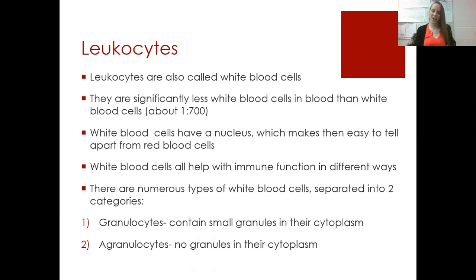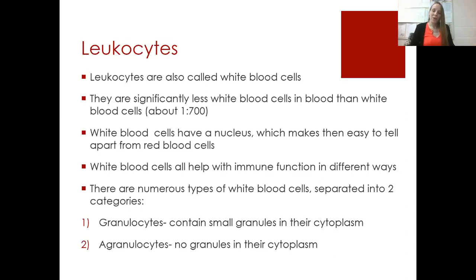Okay, so that's it for our red blood cells. We're now going to move on to the leukocytes, which are our white blood cells. You do have way fewer white blood cells compared to red blood cells. White blood cells, unlike red blood cells, do have a nucleus. That's what makes it really easy to identify white blood cells if you're looking at a blood smear under a microscope. The leukocytes are the only ones that have nuclei.